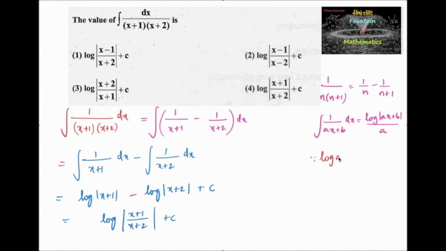log a minus log b, we have the property log of a by b with the same base. So that we can go with an option log of (x plus 1) by (x plus 2) plus c, which is option 4.